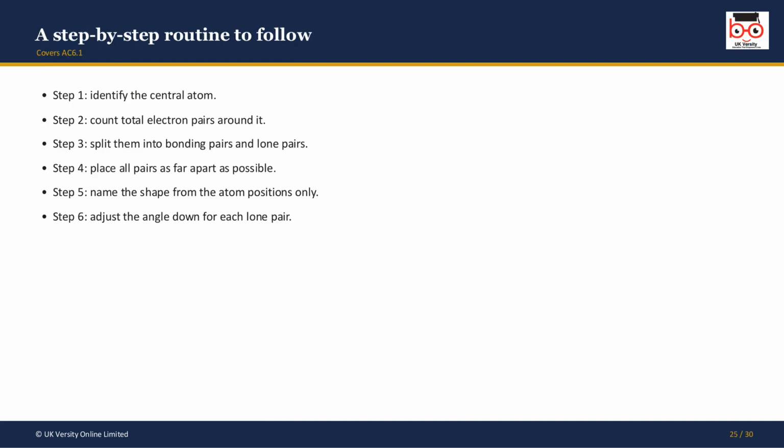Let me give you a reliable routine to follow every time. Step 1. Identify the central atom. Step 2. Count the total electron pairs around it. Step 3. Split them into bonding pairs and lone pairs. Step 4. Place all the pairs as far apart as possible. Step 5. Name the shape from the atom positions only. And Step 6. Adjust the angle downward for each lone pair. Follow those 6 steps, and you'll rarely go wrong.